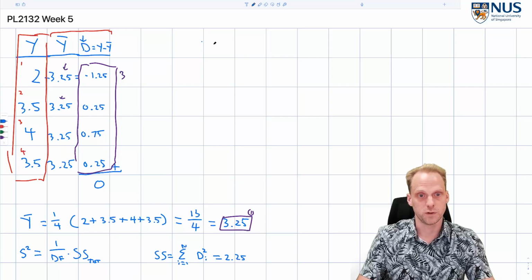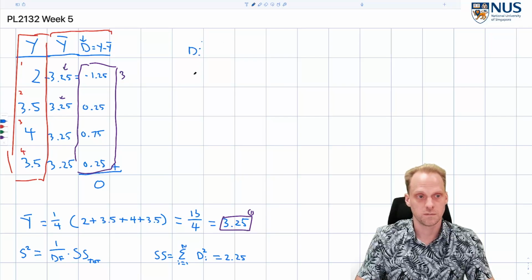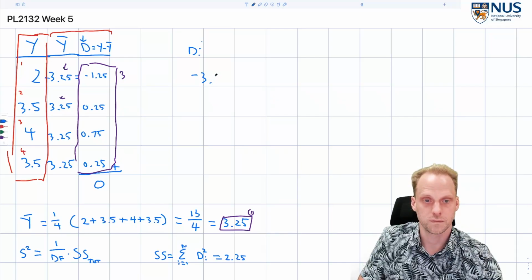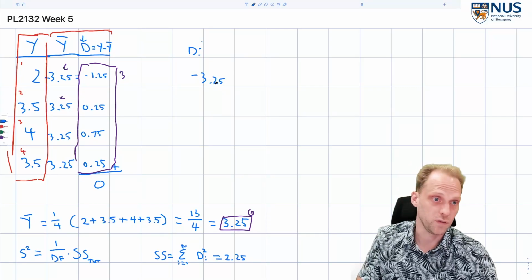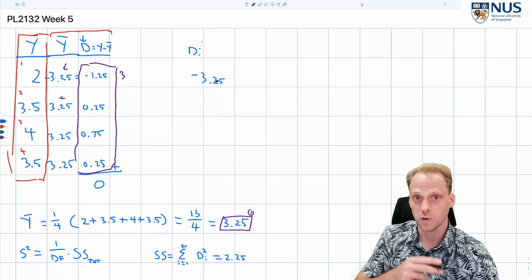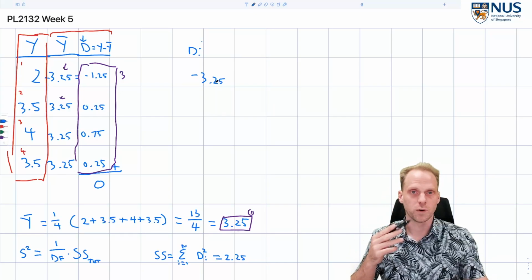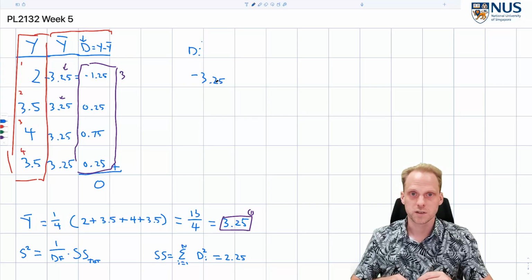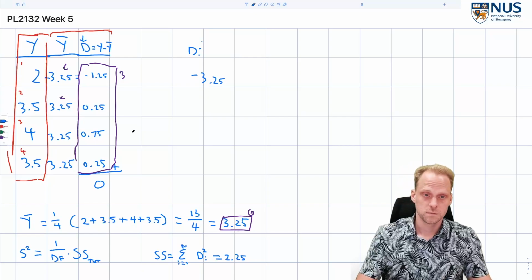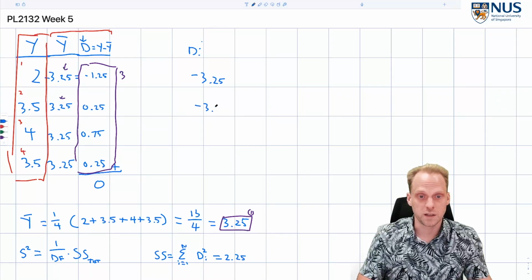So let's say we want to calculate the deviances. And we now have to do minus 3.25. We compute the mean before we calculate deviances, and the deviances are based on the mean. And we compute the mean before we calculate variances, right? Or if you do a more complicated regression, we compute the parameters before we look at the variance around the parameters. So we are not estimating this mean at the same time as the variance. Okay, so we have minus 3.25.